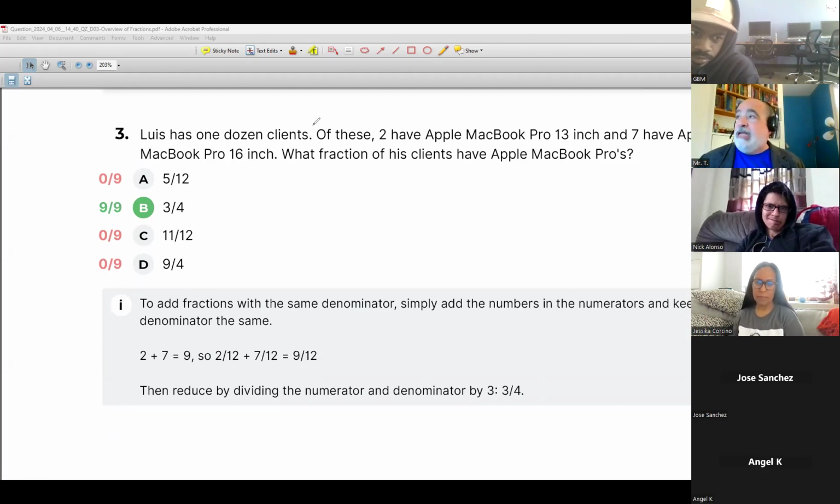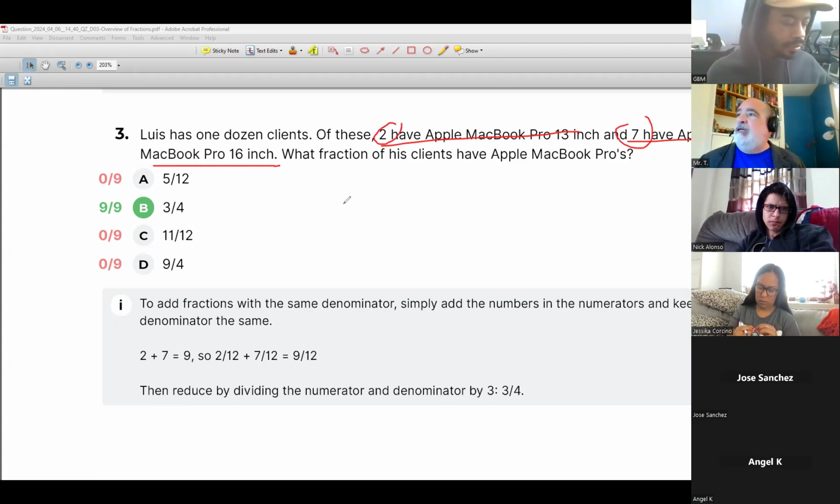Luis has a dozen clients. Of these, 2 have 13-inch and 7 have 16-inch Apple. Which fraction of his clients have MacBook Pro? So we're not interested in what size they are. We just want to know how many. So it's 2 and 7 make 9 together. And he has a dozen clients. You have to know that a dozen is 12.